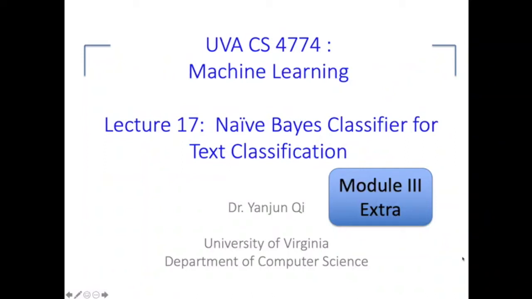All right, so this is the third module of Lecture 17, Naive Bayes Classifier for text classification. I'm going to reuse some of my last year's recording, and this module is required for my master level, but not required for the undergrad level.